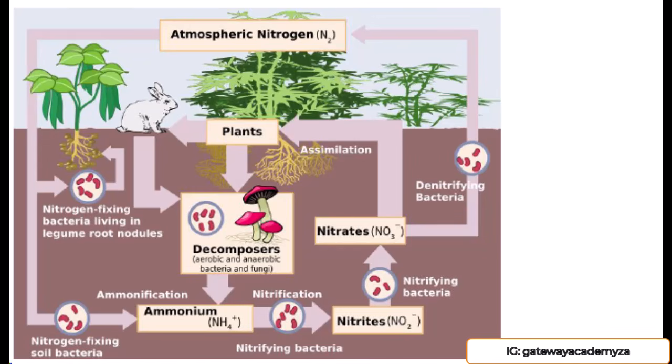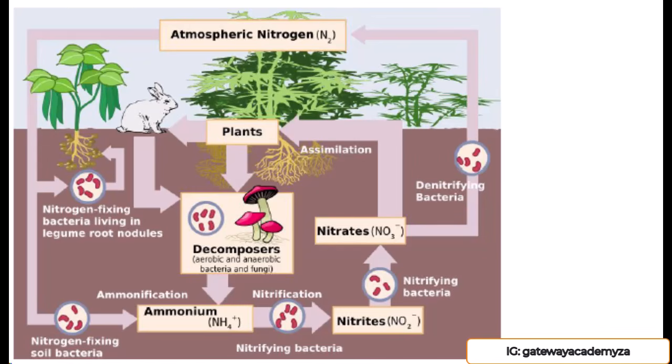Most organisms, including plants and animals, cannot use nitrogen gas directly from the atmosphere. It's in a very stable, unusable form. So how do we get it? It needs to be fixed. Nitrogen fixation is the process of converting atmospheric N2 gas into usable compounds like ammonia, NH3, or nitrates, NO3.